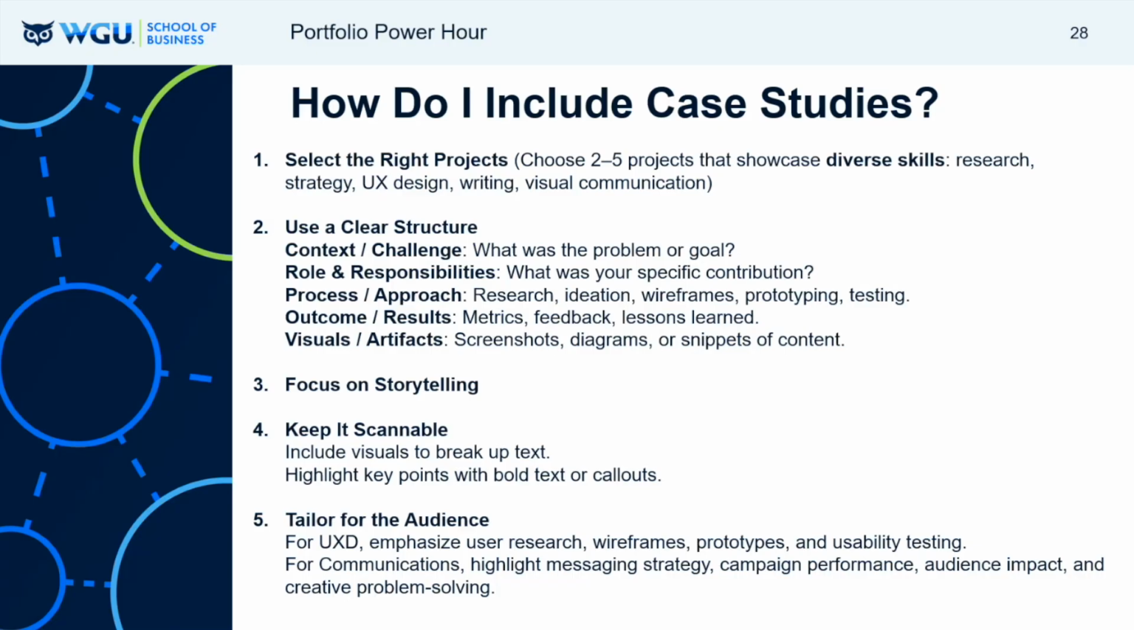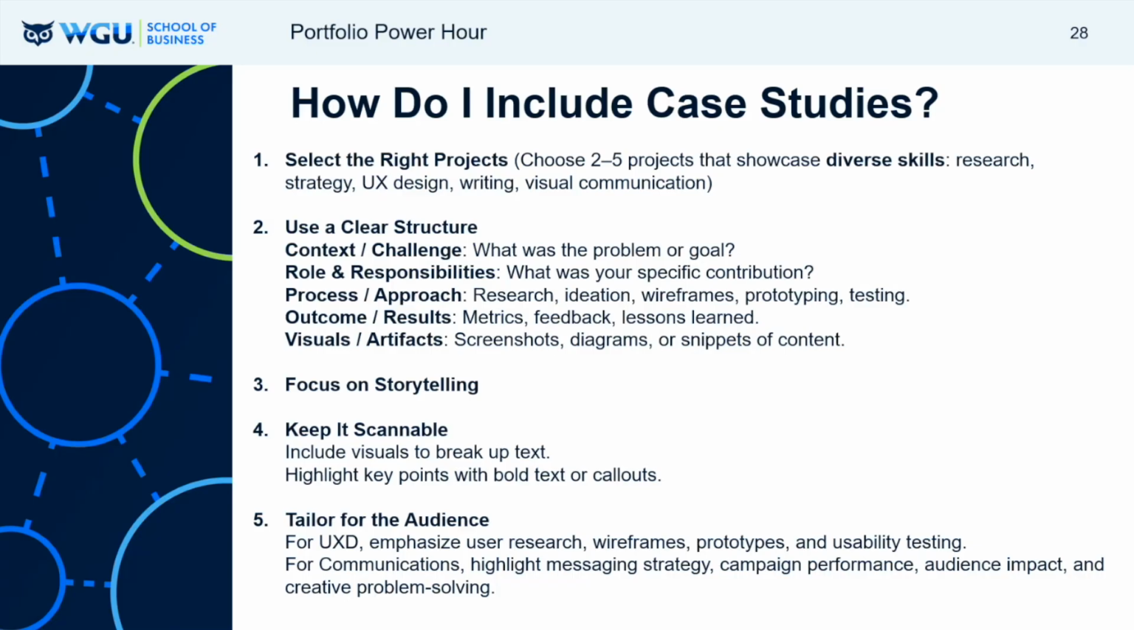So some things to think about: your context or challenge. What was the problem or goal? Your role and responsibility. What was your specific contribution? Your process and approach. Research, ideation, wireframes, prototyping, testing. What was your approach in that? Your outcome and results. Metrics, feedback, lessons learned. And then your visuals and artifacts. Screenshots, diagrams, snippets of content.